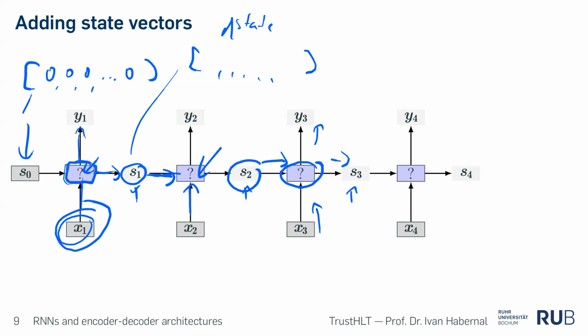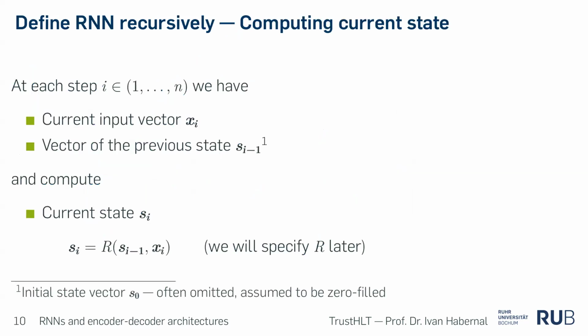So what is this question mark going to be? It's a function. It takes two vectors and outputs two vectors. Does it make sense? You change two vectors into two other vectors by some operation. What this operation is going to be is yet to be decided, but basically these are some functions on the input. So at each step, we have the current input vector xi and the vector of the previous state s_i minus 1.